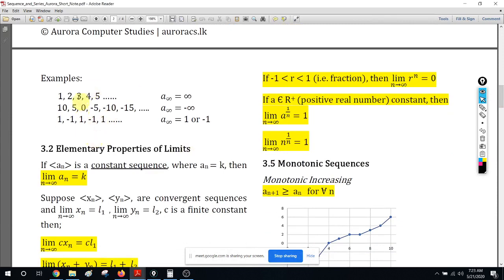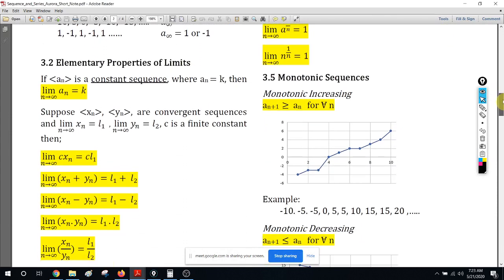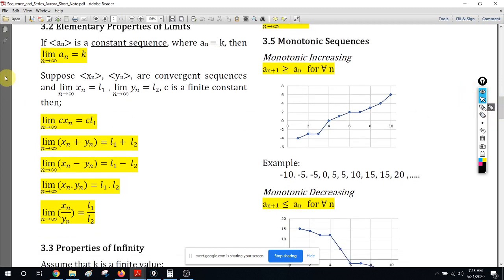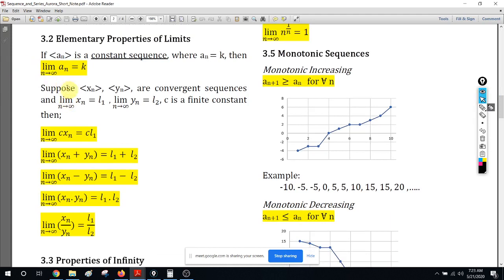So I have given you some examples, right? Now we are going to discuss some elementary properties of limits. These are not related to sequences, they are related to calculus. Anyway, we have discussed this under calculus also. So let's see what those concepts are. If you have a sequence where the same value is repeating, don't worry about these things. These are just terms and notations, because in mathematics we want to define things in a very precise way.